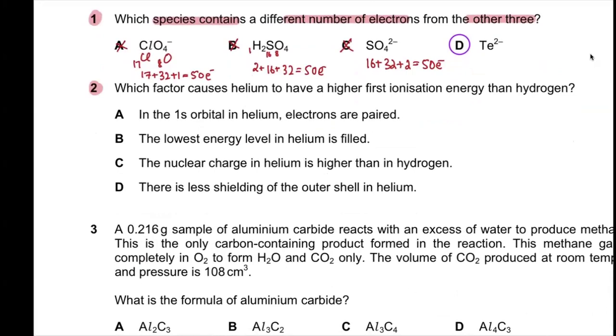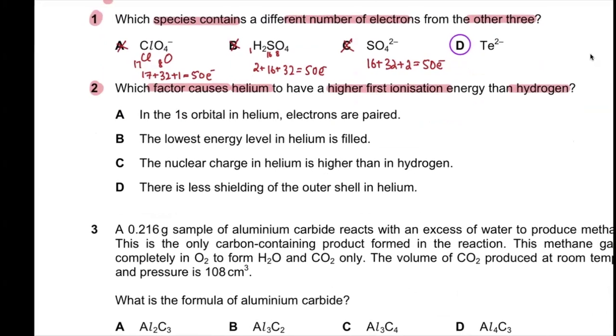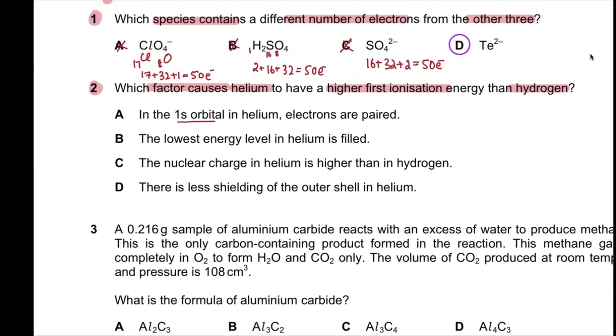Now MCQ number 2. Which factor causes helium to have a higher first ionization energy than hydrogen? In the 1s orbital in helium, electrons are paired. But actually, the first ionization energy depends upon the forces of attraction from the nucleus, so I think that is wrong. The lowest energy level in helium is filled. Yeah, that is actually completely filled. It is filled in hydrogen as well.